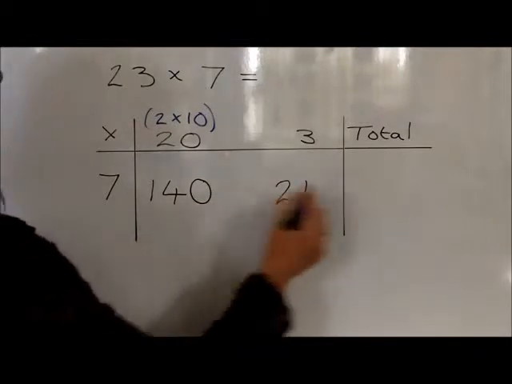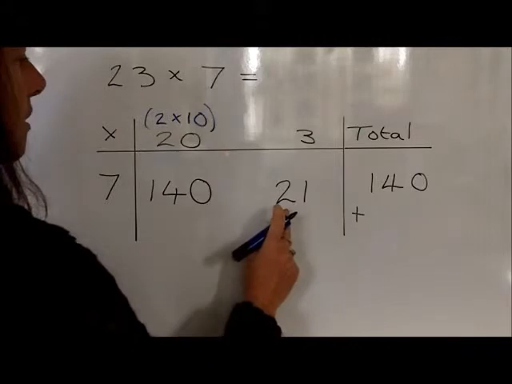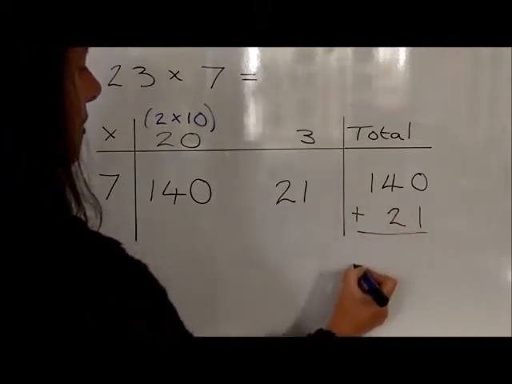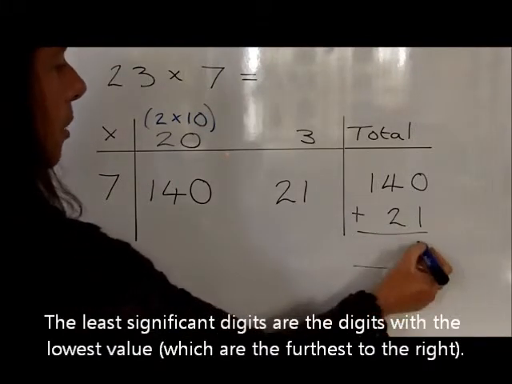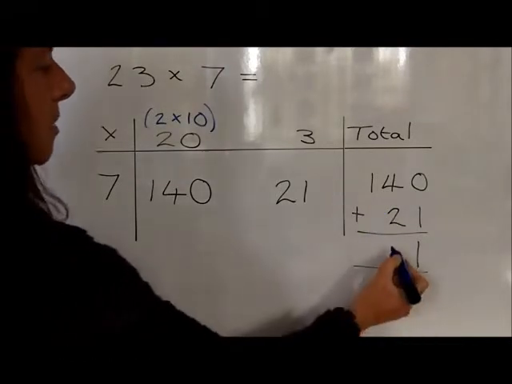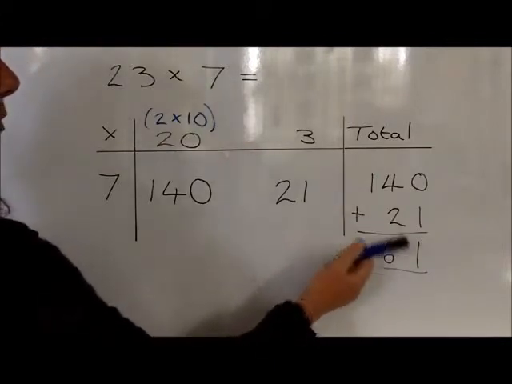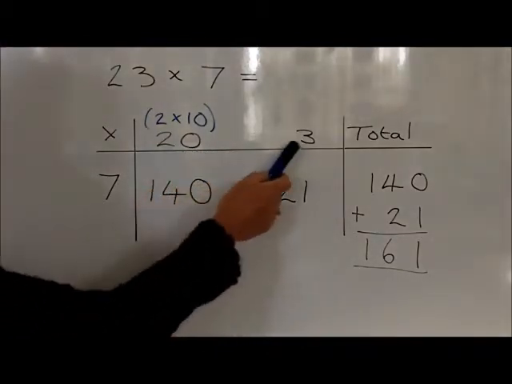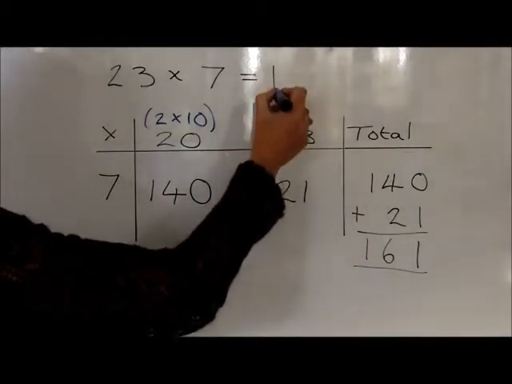So we'd now write 140, add back the 21, keeping the columns in line. And we would start with the least significant digits, so 0 plus 1 is 1. 4 tens are 40 plus 2 tens, 20, are 60, that we write as 6 tens, and then 100 plus no 100 is 100. So our answer, 23 times by 7, is equal to 161.